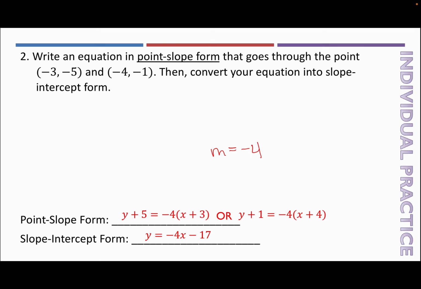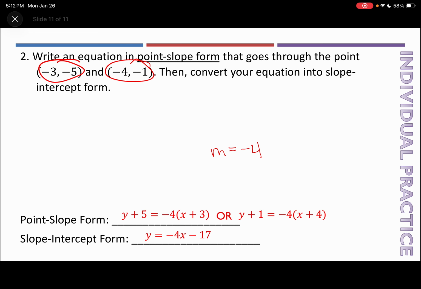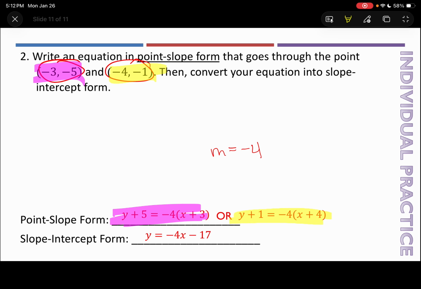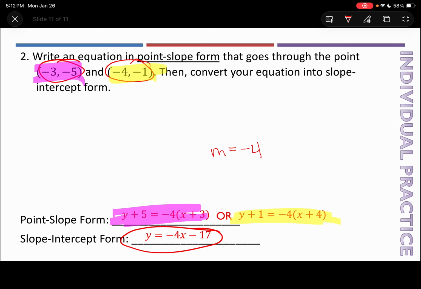So you could have used this point or this point. If you use this point here, your equation would look like this. And if you used this point here, then you would have had this equation over here. Either one is completely correct. Neither one is more correct than the other. It doesn't matter which one you pick, both would solve to give you the same thing in slope intercept form, that right there.